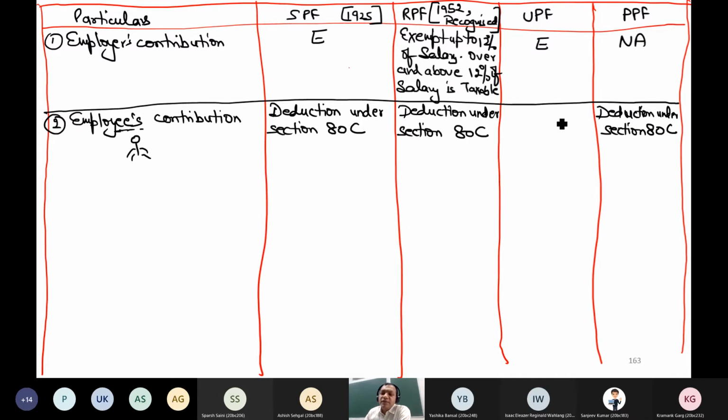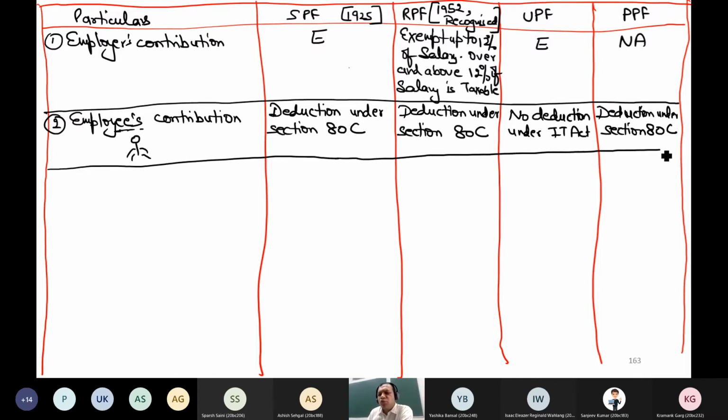In UPF, there is no benefit, no deduction. Whatever I deposit, not only 80C, no deduction under IT Act 1961, that's it. So in UPF, there is a loss to me. Whatever I deposit is of no use for me.